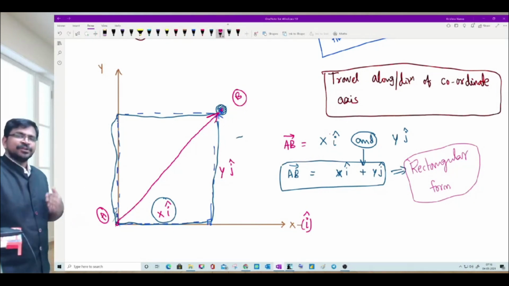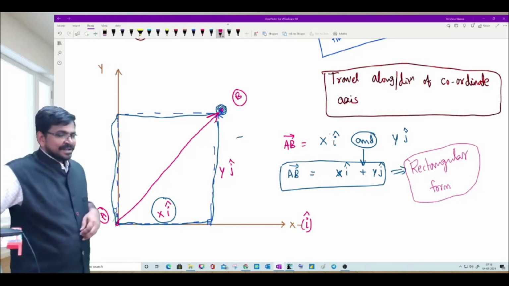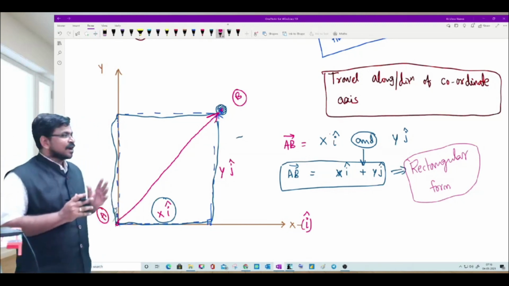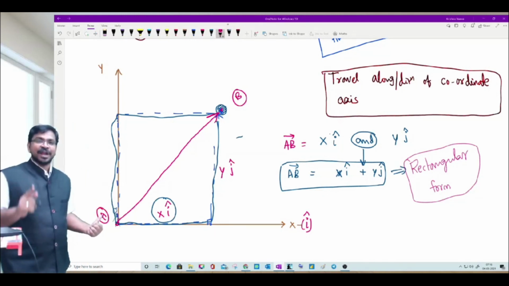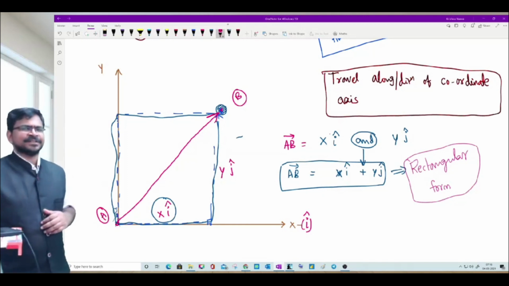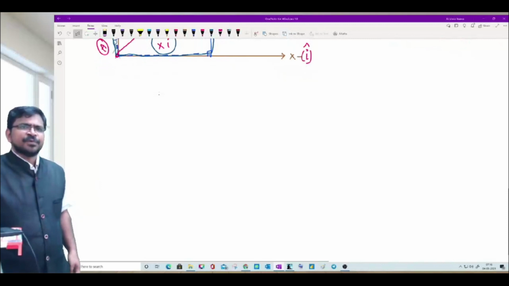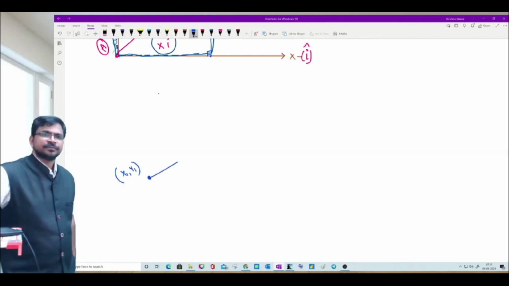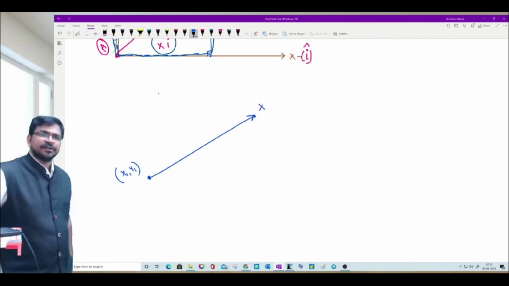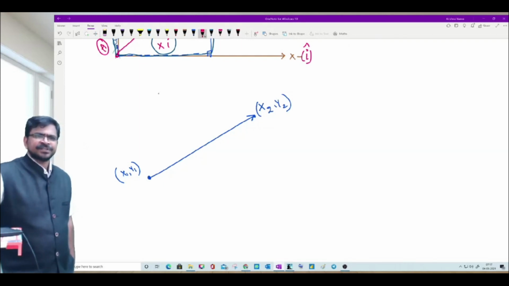Suppose, again you may get a question. It is not compulsory or mandatory to start from the origin. So in that case, how to handle? Very simple, like the earlier case. Suppose an object is started from a point x1 comma y1 to another point which is called x2 comma y2. In this case, again the same way, what is the distance you should travel along x-axis?